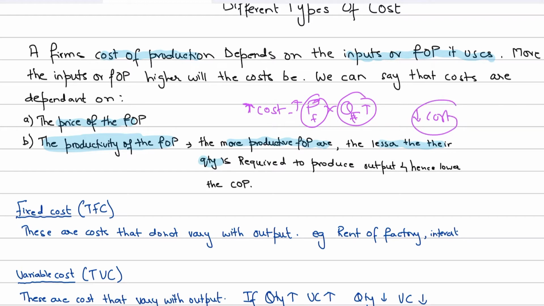So the total cost for any business would depend upon the price of those factors as well as the quantity of those factors. And the quantity of the factors would obviously be dependent on the productivity of the factors. The less efficient the factors are, the more inputs or factors would be needed to produce a given quantity of output, and hence the more would be the overall cost for the business.